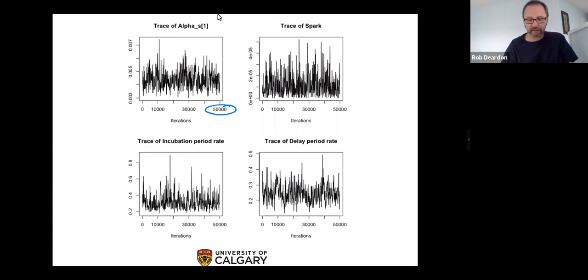The Sparks term I'm not really interested in. It's been estimated as low, which is what I want. And you can sort of see, if you look at the true value of these things, the MCMC chain is capturing it. This was 0.25, wasn't it? So the posterior distribution is capturing the true parameter values there.